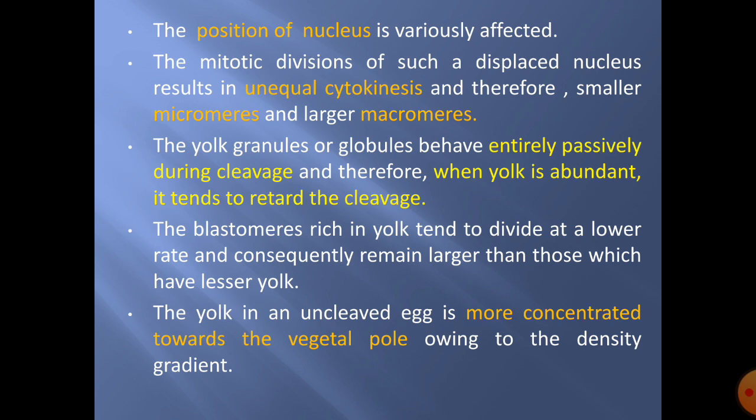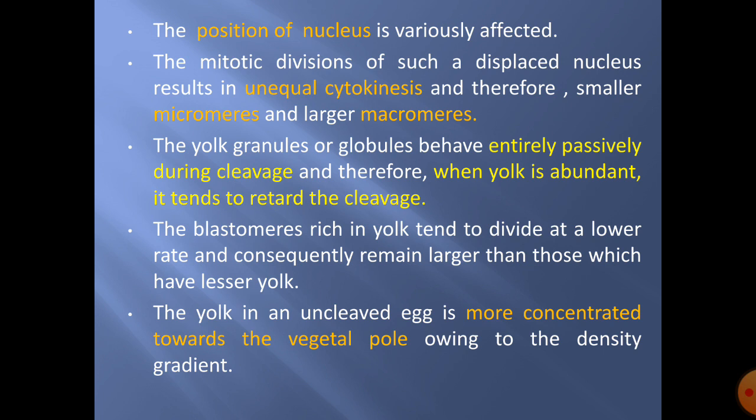The yolk granules or globules behave entirely passively during cleavage, and therefore, when yolk is abundant, it tends to retard the cleavage process. The blastomeres rich in yolk tend to divide at a lower rate and consequently remain larger than those which have lesser yolk. The yolk in an uncleaved egg is more concentrated towards the vegetal pole, that is the lower hemisphere of the egg, in contrast to the animal pole, which is the upper hemisphere of the egg.